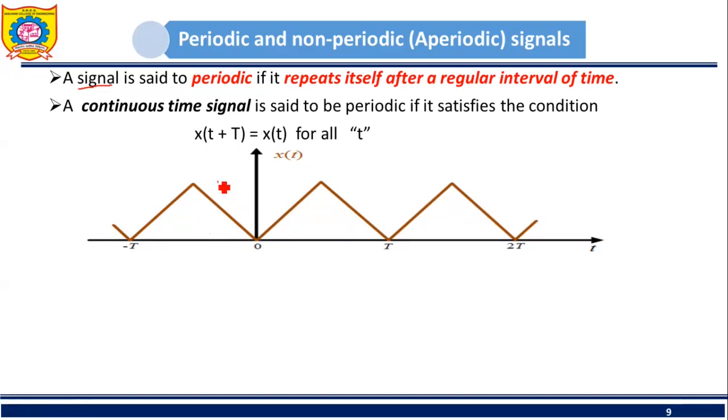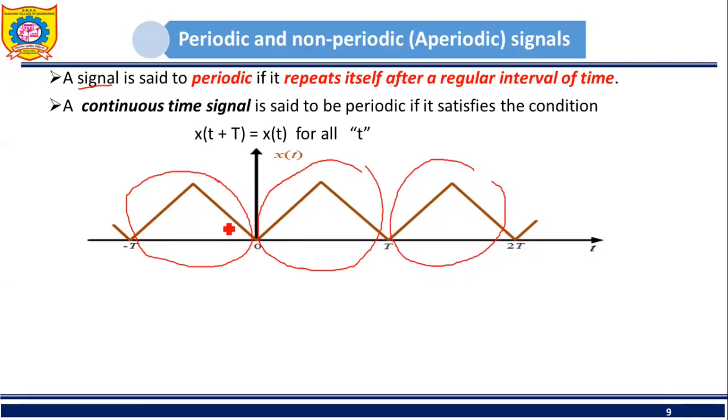So whether it is periodic, yes. Why? Because this particular portion is getting repeated. See, here we can see this portion of a signal, as well as the same portion is observed here also, same portion is observed here also. So this signal is getting repeated. But whether it is repeating after regular interval of time, yes.